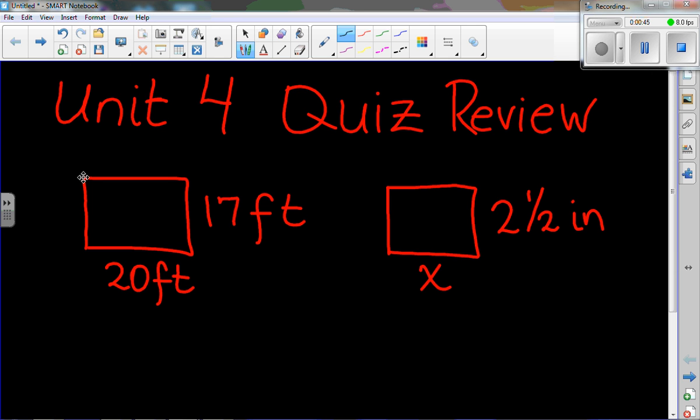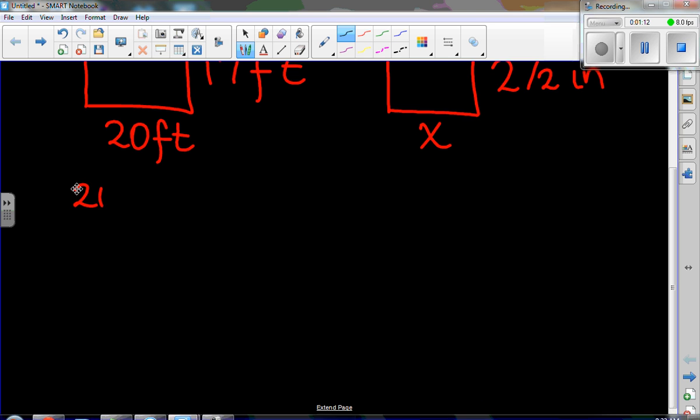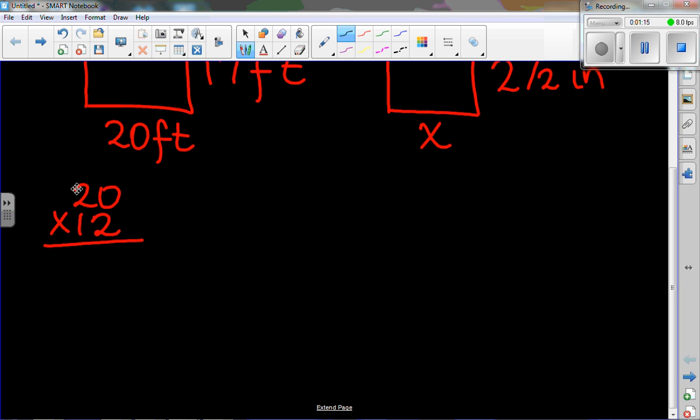We have drawn our two similar figures and labeled the information with the length and the width. Next, we have to notice that our first shape's unit is feet and the second is in inches. So the first step is to convert feet to inches. Remember, there are 12 inches in 1 foot. Multiplying that out, instead of 20 feet, now we are working with 240 inches.